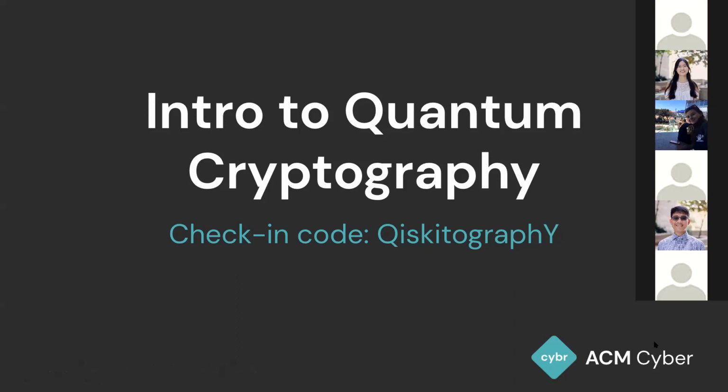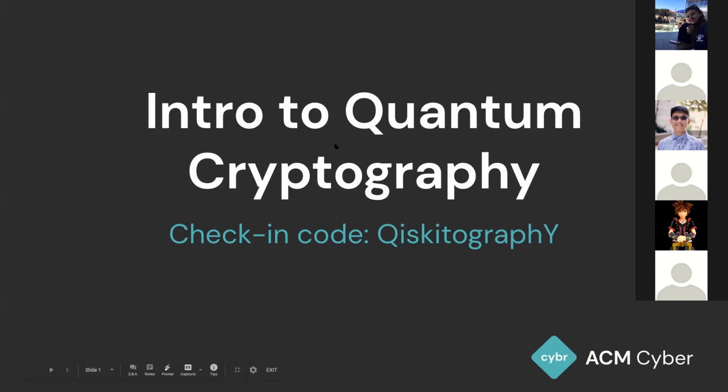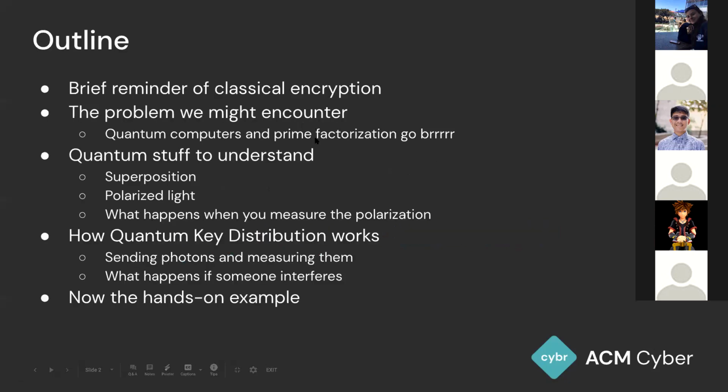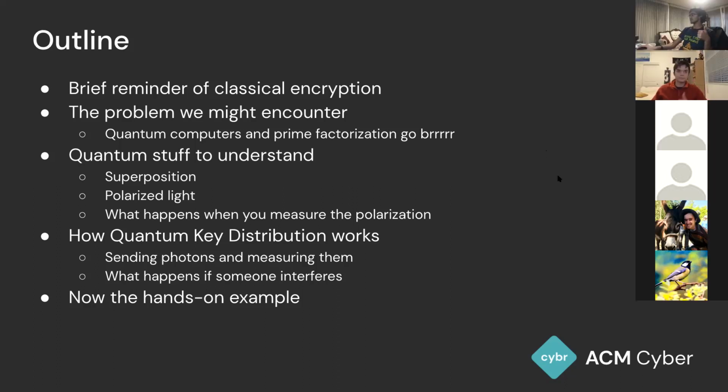Okay, so let's start. Now what we're going to do today, first, I'm going to remind you a little bit about how encryption works normally, and then the problem with what classical encryption might encounter. And then we're going to go into how quantum cryptography works. And then towards the end, we'll have a hands-on example presented by Matt about a quantum key distribution algorithm.